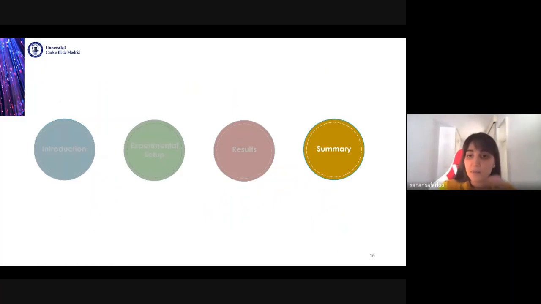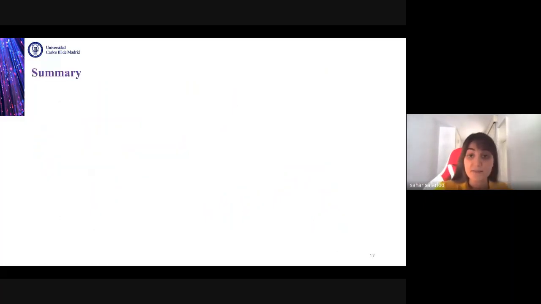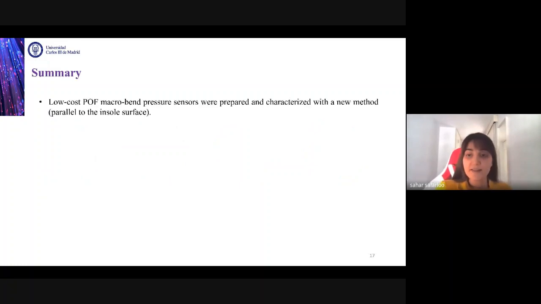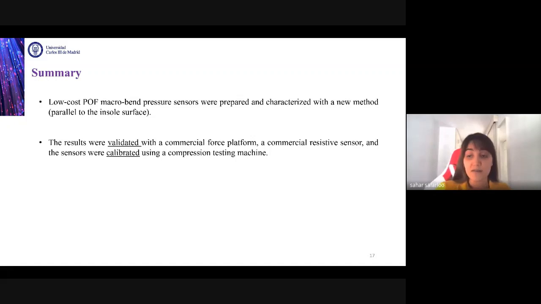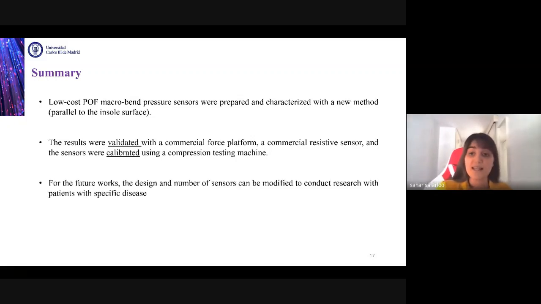Well, now I will briefly summarize the main points. We have prepared, characterized, and calibrated a low-cost novel PUF sensor. We also validated its performance with commercial and clinical tests. For the future works, we are going to modify the design and number of sensors to conduct research with patients with a specific disease.